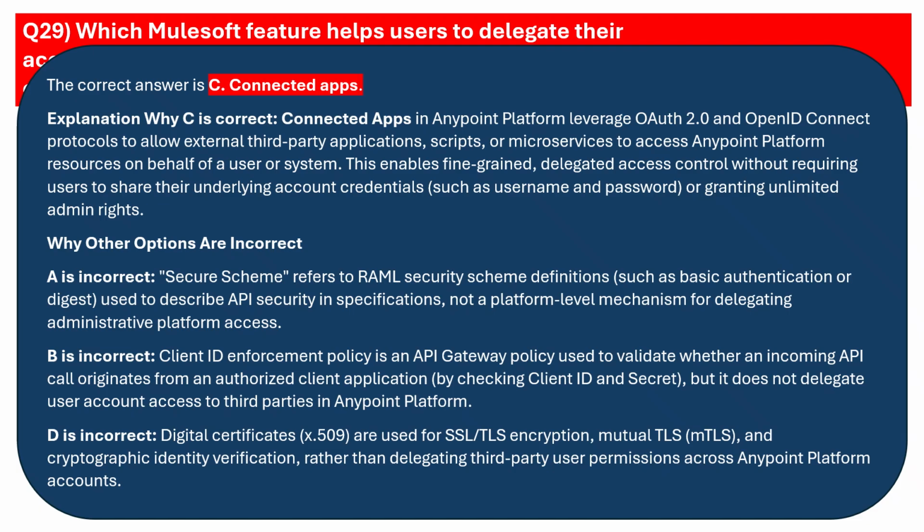D is incorrect. Digital certificates, X.509, are used for SSL/TLS encryption, mutual TLS/MTLS, and cryptographic identity verification, rather than delegating third-party user permissions across Anypoint Platform accounts.